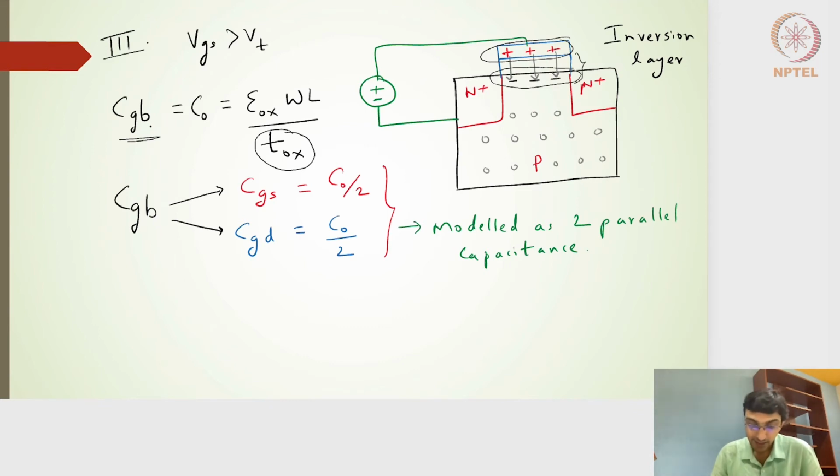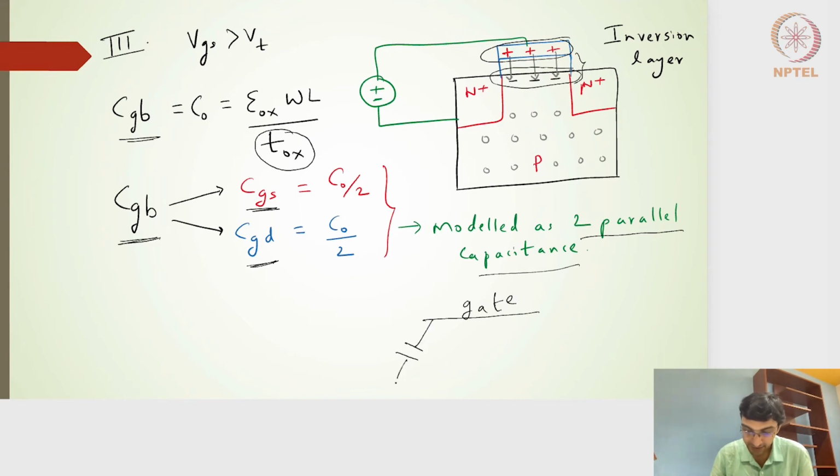In this particular mode, we can also say that the gate to body capacitance can be considered to be two parallel plate capacitances, where each parallel plate capacitance can be associated with gate to source and gate to drain. Right, so if I consider this to be the gate, I can consider a capacitance here associated with the source point, and a capacitance here associated with the drain point, considering there is a channel that has been connecting the source to drain.